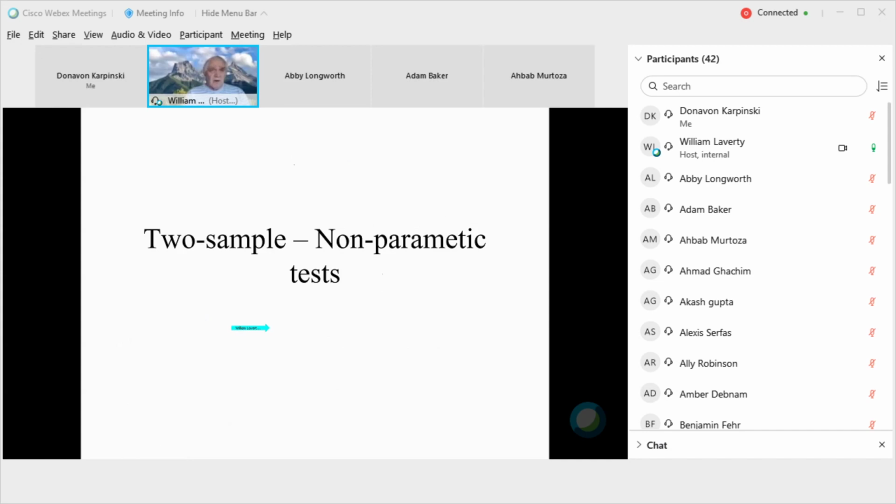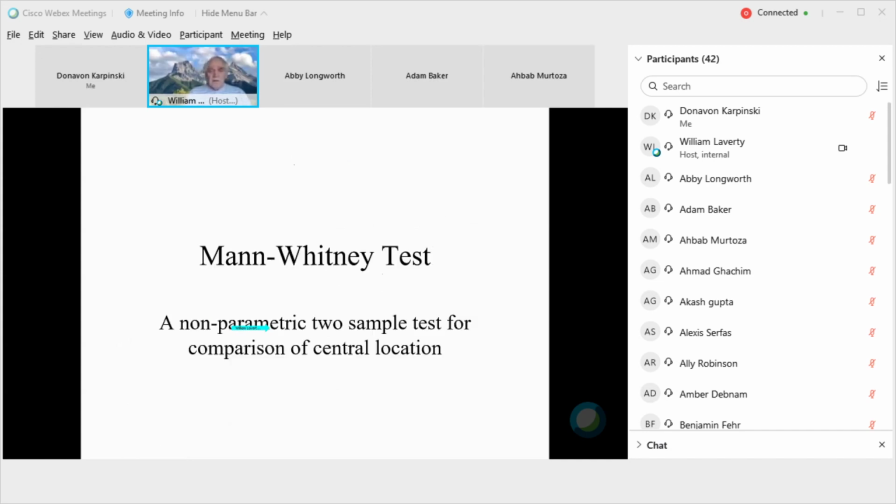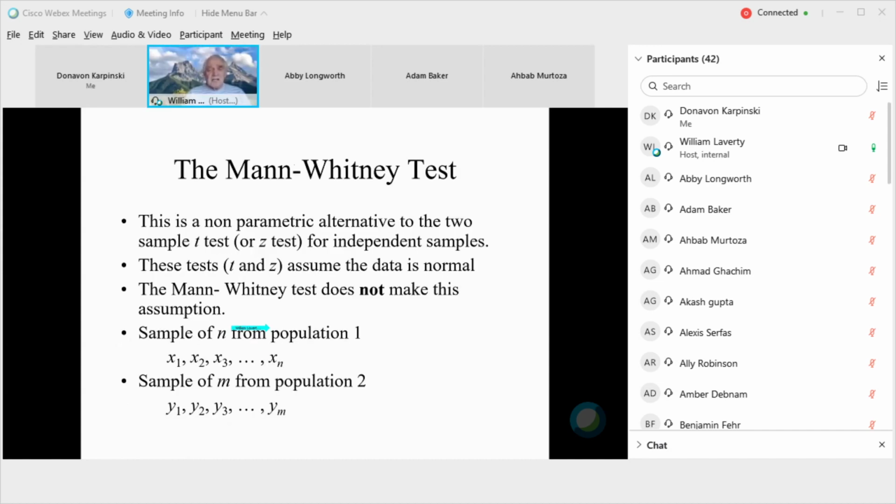Two sample non-parametric tests. The test that we'll be looking at is called the Mann-Whitney test. It's for comparing the central locations of two populations. So it'd be an alternative to the t-test and the z-test. You have data coming from population 1, x1 up to xn, and a second set of data coming from population 2, y1 up to ym.